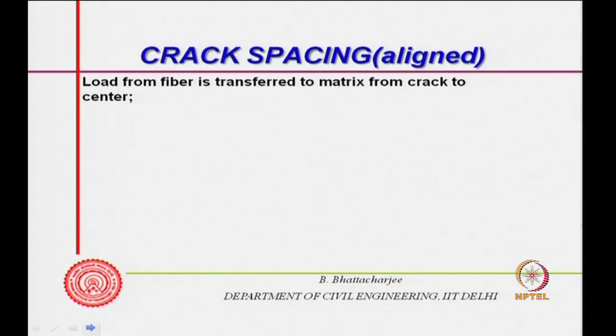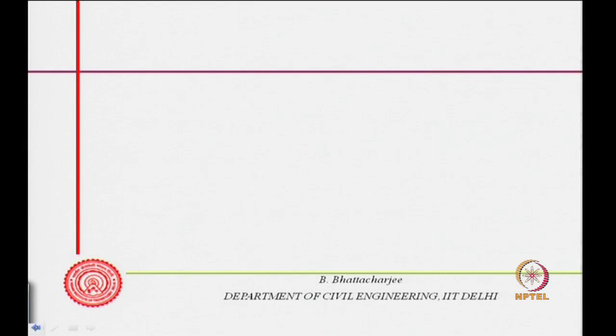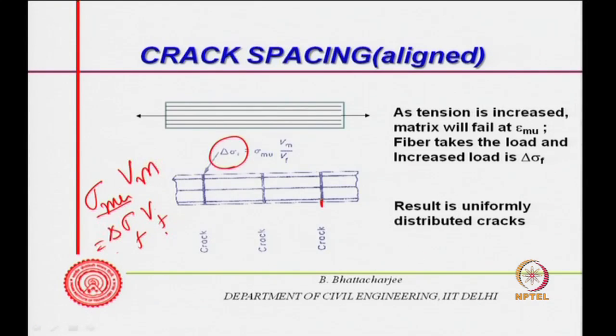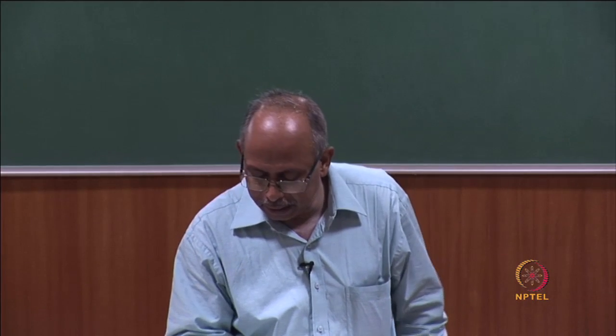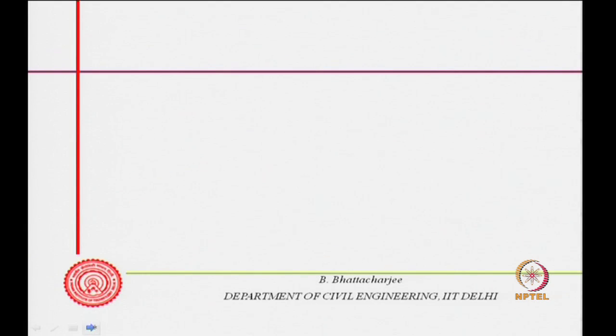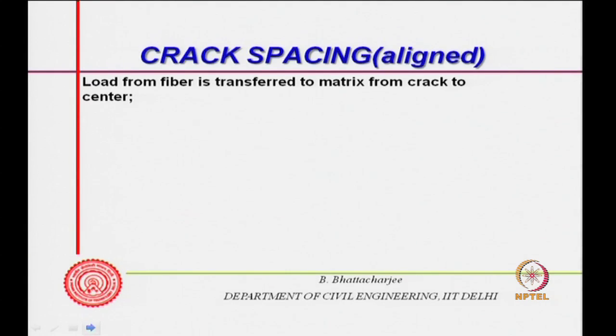So, load from fiber is transferred. Now, if you look at the crack scenario, at this point, it is the fiber which is taking the load. From this point, load is transferred from the fiber to the matrix, and of course, again at this point it is 0. Earlier we said that at the end it is transferring from matrix to fiber, here from fiber to the matrix, because here the fiber is carrying all the load. So, load from fiber is transferred to the matrix, from the crack to the center.